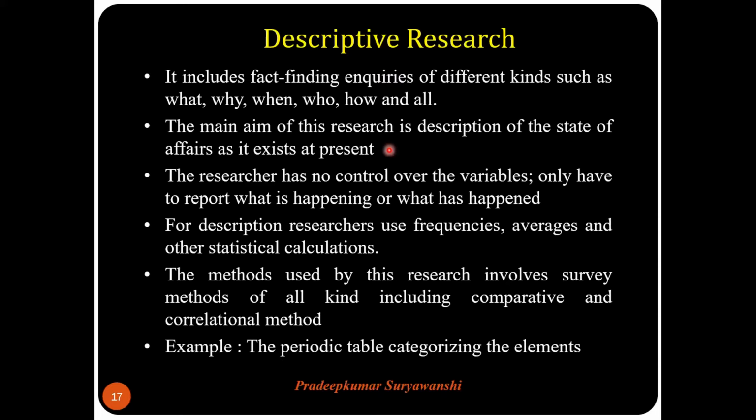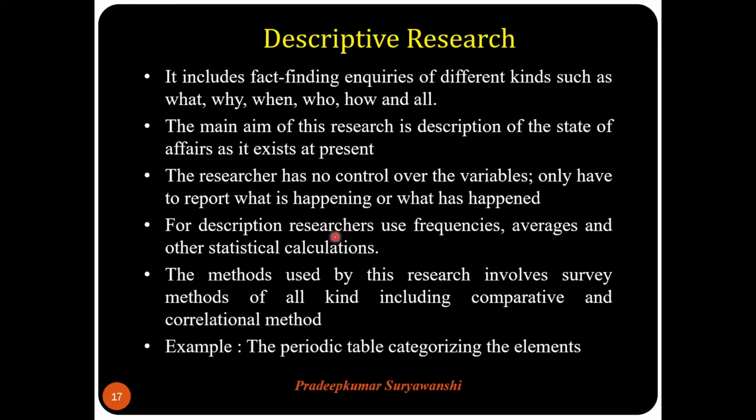As a part of descriptive research, you will just report what it is, how it is, about a given particular phenomenon or concept at present as it is. We will not change that. You just report the facts. That is what descriptive research is about. The researcher has no control over the variables, only has to report what is happening or what has happened. Okay, so a researcher may look at various variables, but he doesn't have any control on that. He has to just report as it is what is happening.